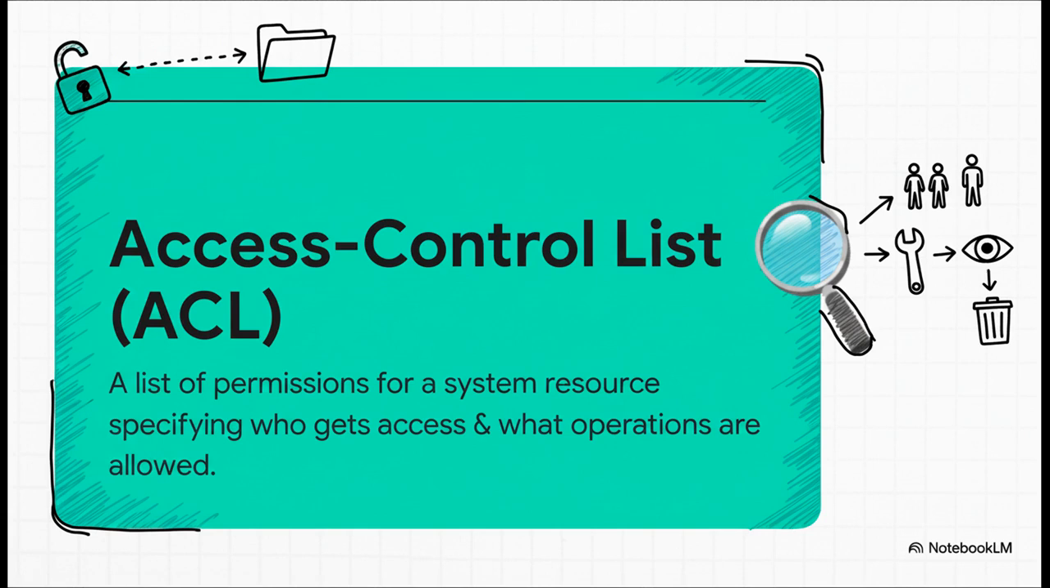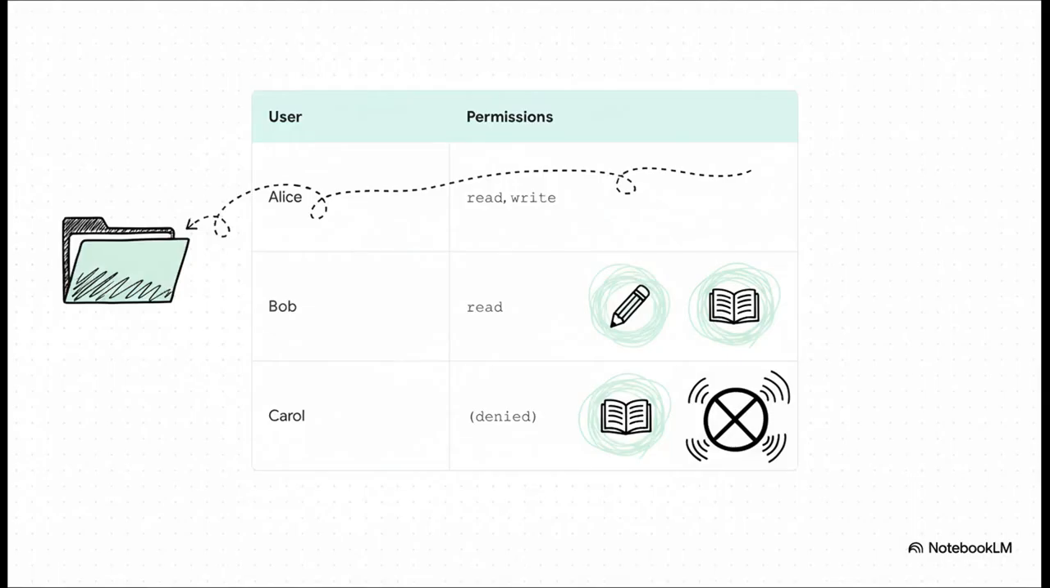So it's not just about getting past the door, it's about what you're allowed to touch once you're in the room. And this right here makes the whole concept super clear. Just imagine a file with this little list attached to it. Alice, she's on the list. She can both read and write to the file. Bob, he's on the list too, but he can only read it. And poor Carol? Well, she's not on the list at all, so access is completely denied. It's such a simple idea, but in practice, it is incredibly powerful.